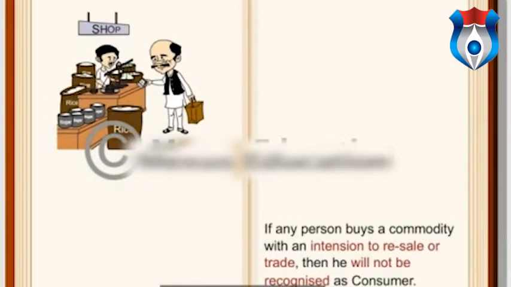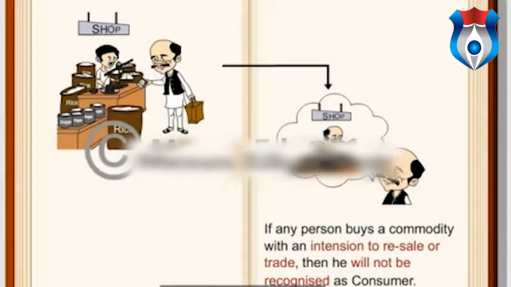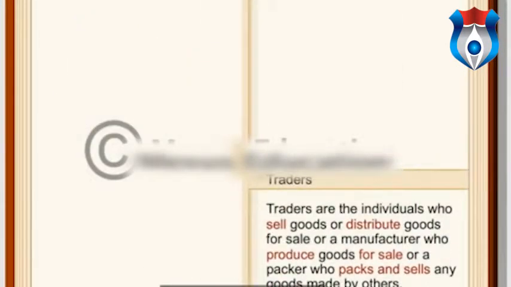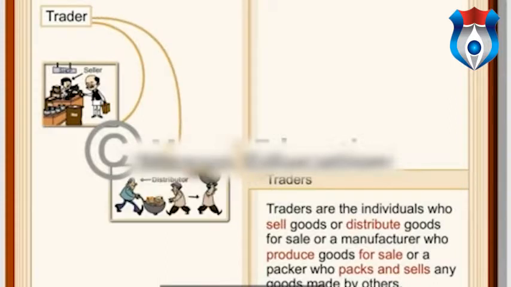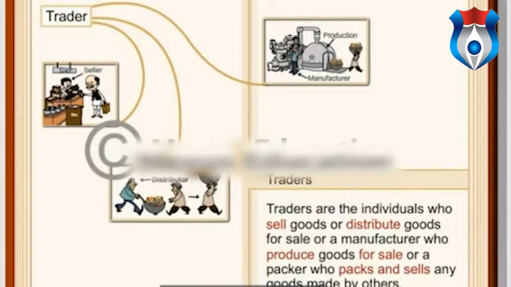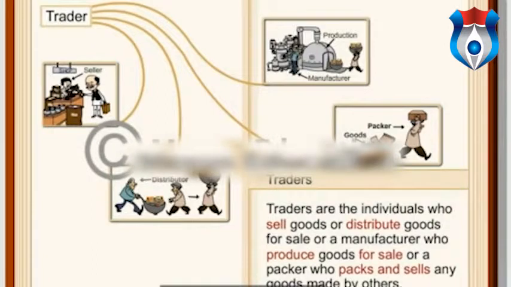However, if any person buys a commodity with an intention to resale or trade, then he will not be recognized as consumer. Traders: A trader is any person who sells goods or distributes any goods for sale, or a manufacturer who produces goods for sale, or even a packer who packs and sells any goods.